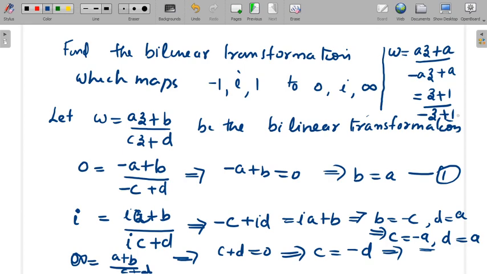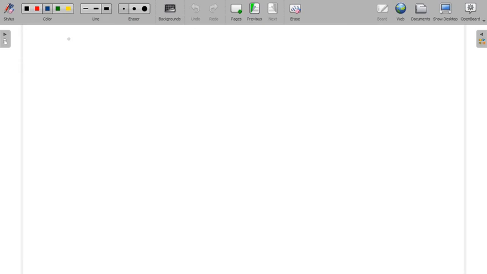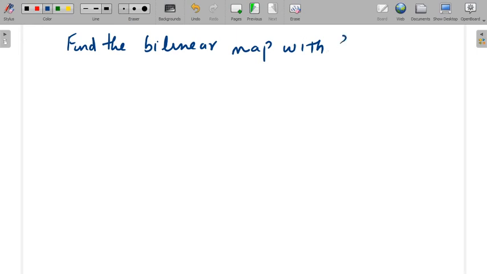So we can either use the method of direct substitution or the method of cross ratio to find the bilinear transformation given the image of 3 points. Now let us do one more question in this. So find the bilinear transformation with fixed points plus or minus i.